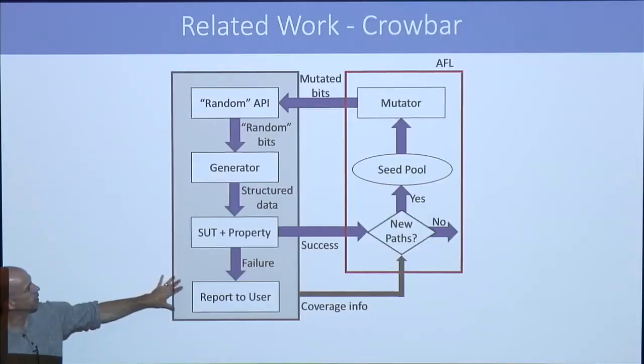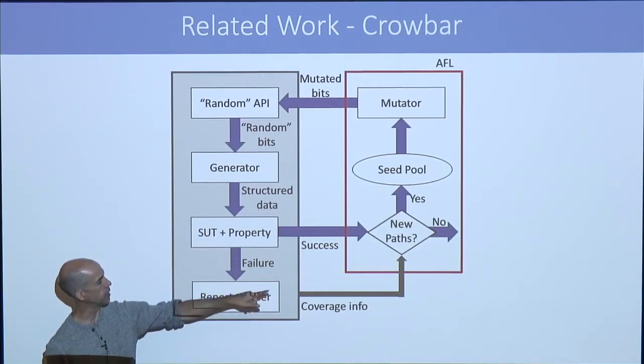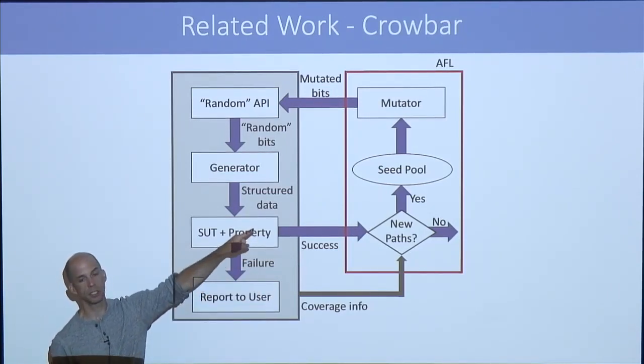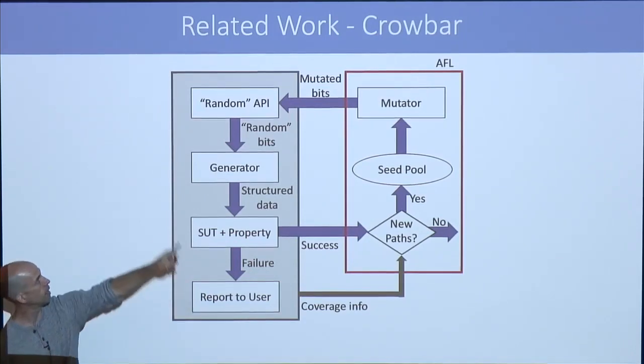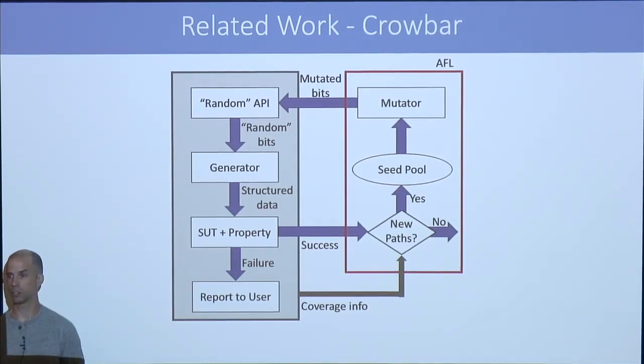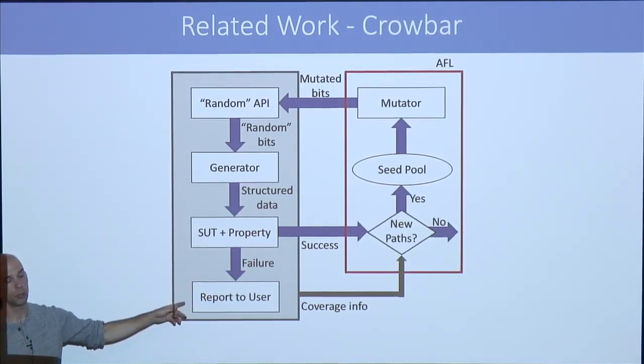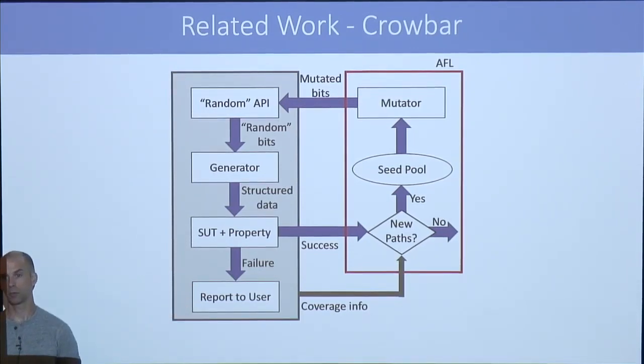So that's what's happening in Crowbar. It's looking to see whether it got new paths, and then the seed is this file of randomness, and it will mutate that seed, feed it back into the random API, and then just continue going. So this is a way that you can much more easily retrofit coverage-guided fuzzing into an existing property tester.